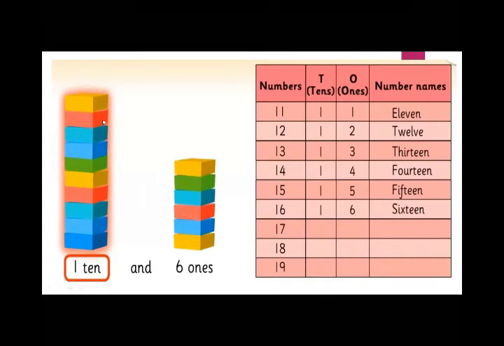The next, again here is one stick of 10. So 1 ten and we add one more block. So it makes 6 ones. So 1 ten and 6 ones make 16. So 1 is a ten and 6 is a one. It makes 16. The spelling of 16 is S-I-X-T-E-E-N. 16.